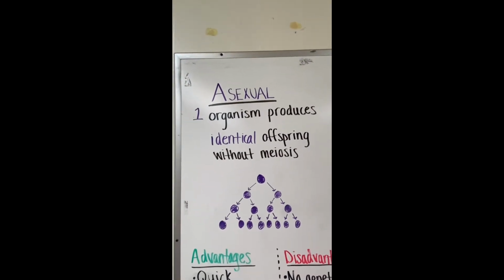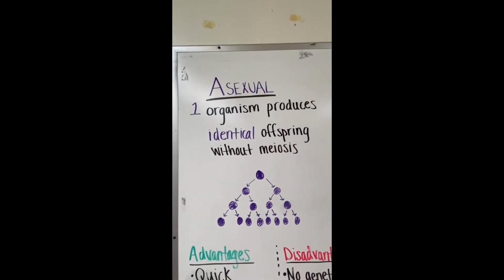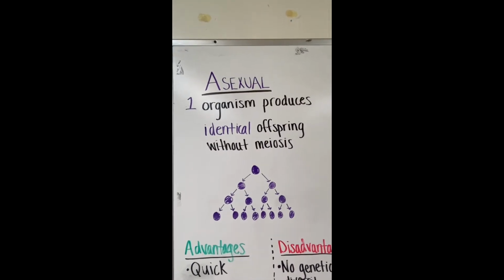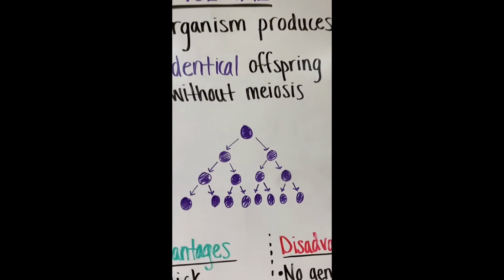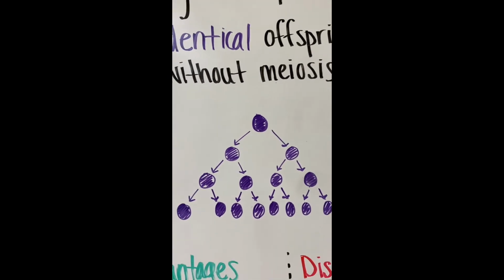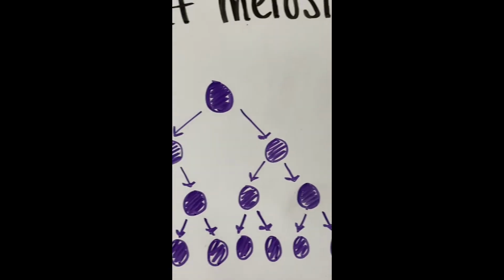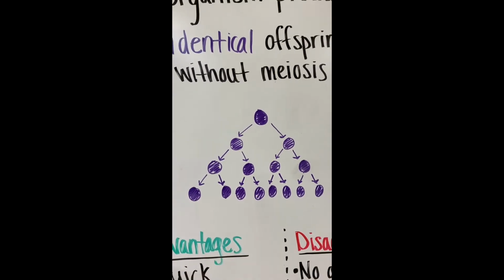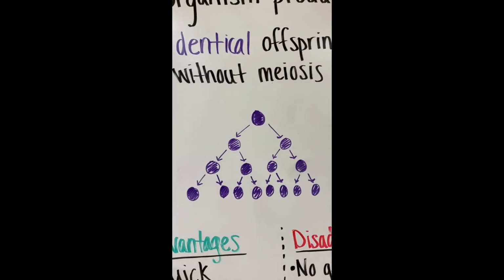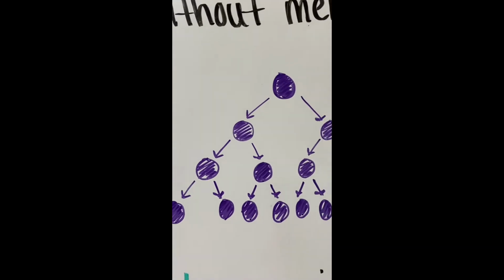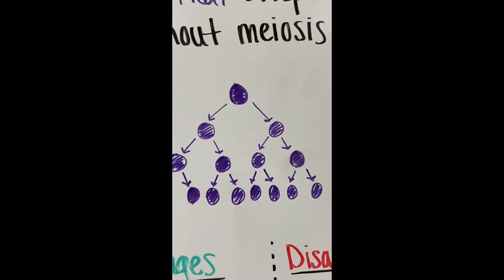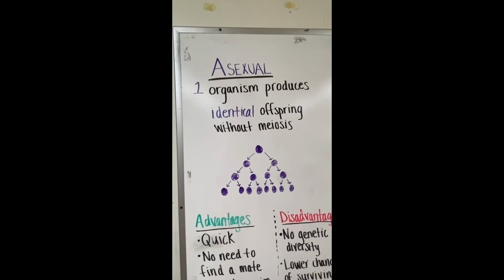One organism is required to produce identical offspring and they don't need meiosis. So if you look here, it's just itself. Pretend that purple dot is an organism and it makes some offspring, and they are both purple, so they are both identical to the parent, and they're going to have offspring that's going to be identical, and they're going to have offspring that's identical. They are all perfectly identical.